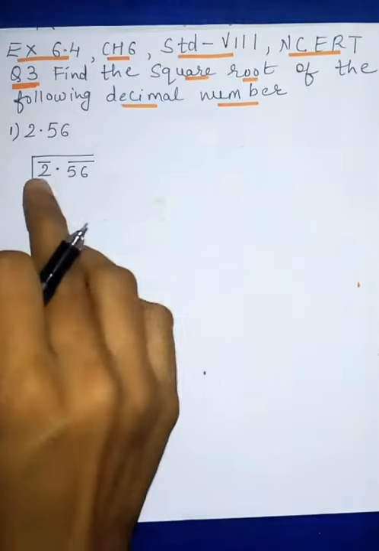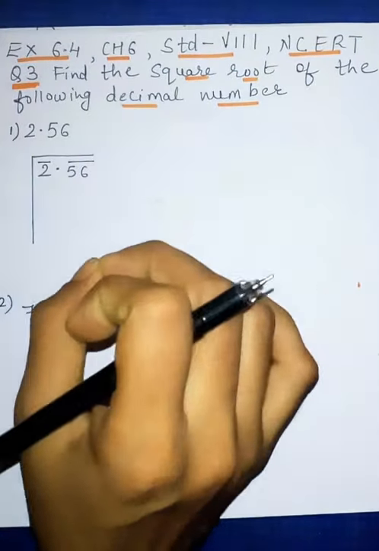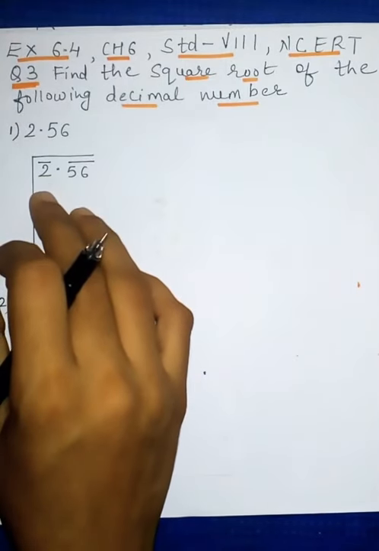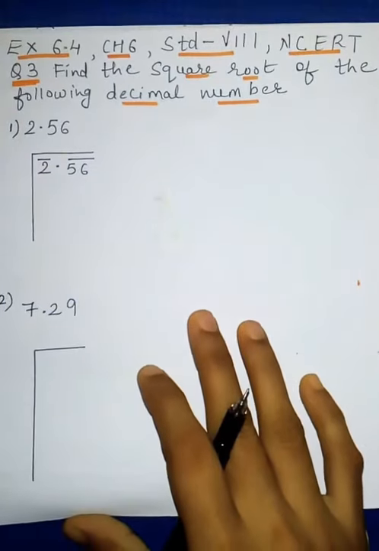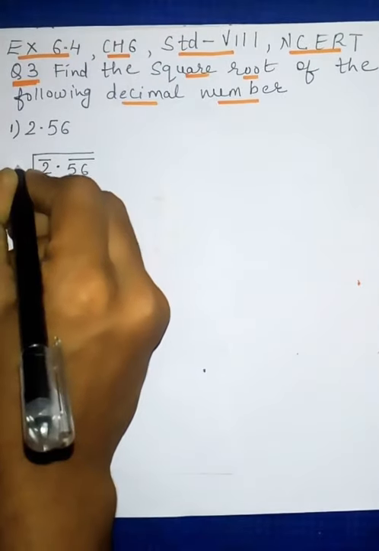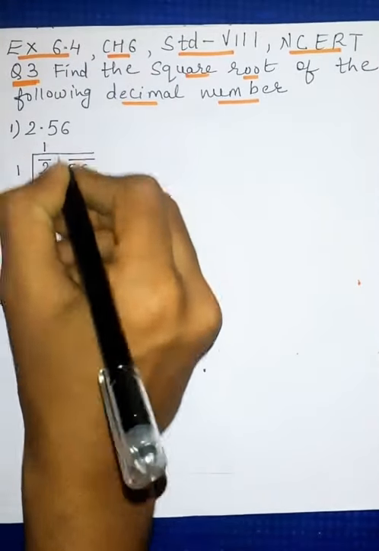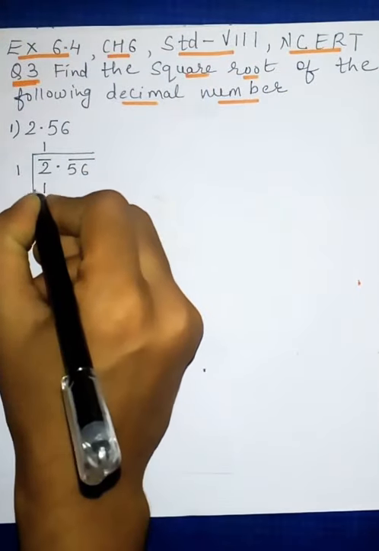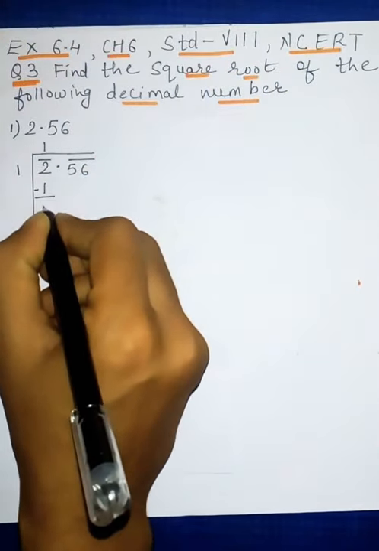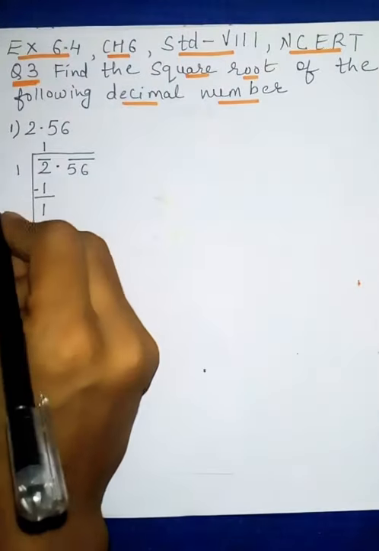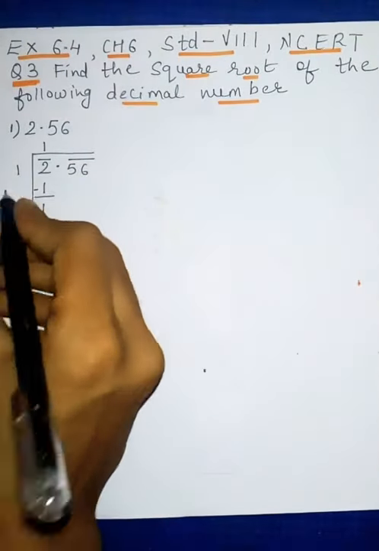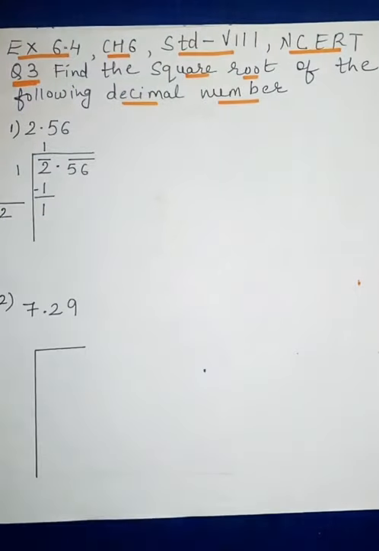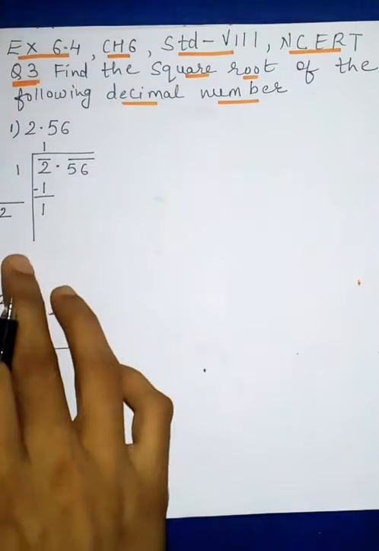We have to think which number is a perfect square and it should be less than or equal to 2. So we can take 1 ones are 1. We can't take 2 twos are 4, because 4 will be more than this. Now 2 minus 1 will give you 1. And this side, the method is same. We have to do double of 1. So 1 plus 1, here you will get 2.